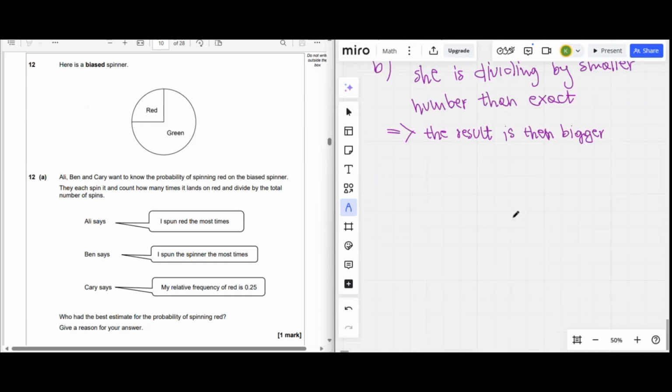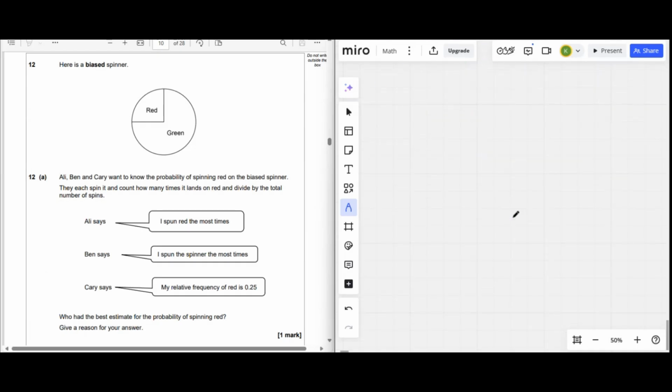Biased spinner. Red and green. Ali, Ben and Carey want to know the probability of spinning red on the biased spinner. It means that it's unfair spinner, right? They each spin it and count how many times it lands on red and divide by the total number of spins. Red divided by the total number of spins.